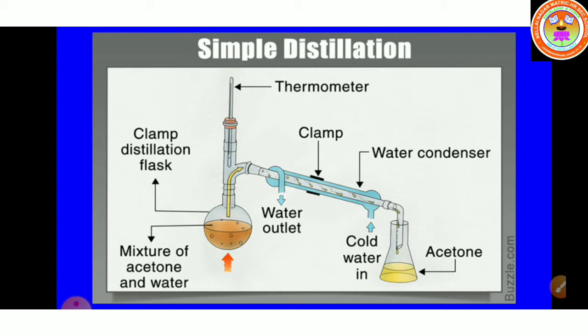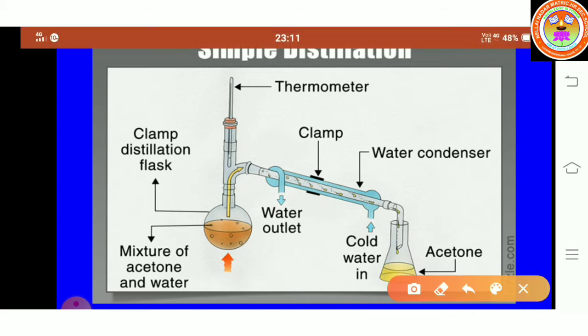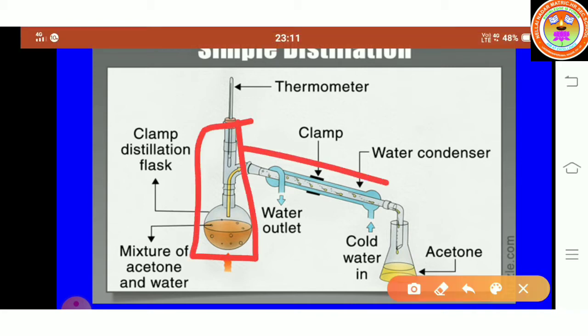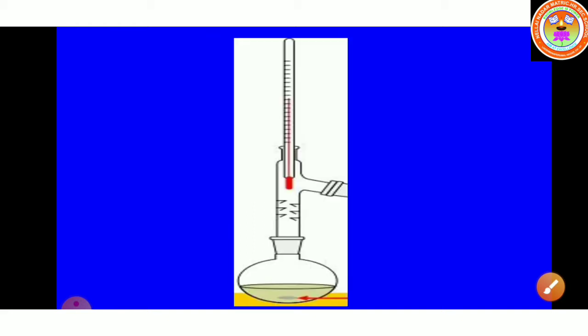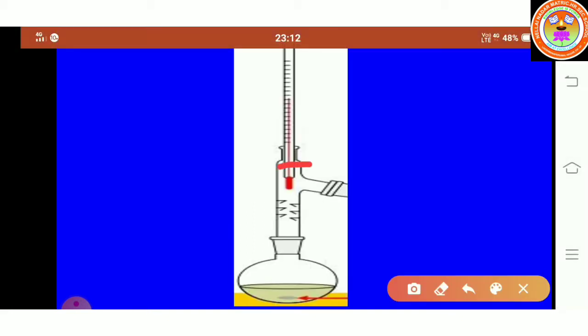In this process, a distillation flask is fixed with a water condenser. This is a distillation flask and this is a water condenser. A thermometer is introduced into the distillation flask through a one-hole stopper. This is the bulb of the thermometer, and the bulb of the thermometer should be slightly below the side tube.